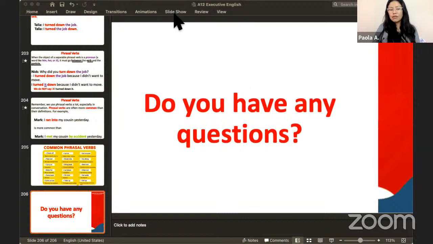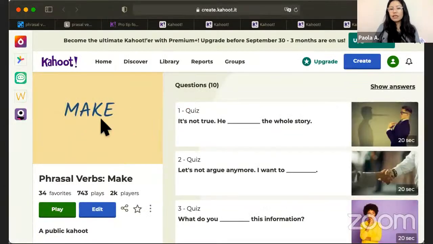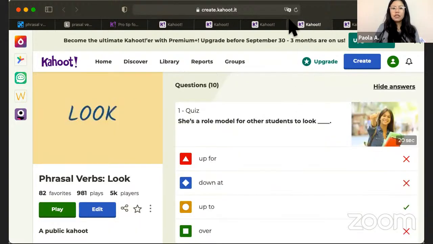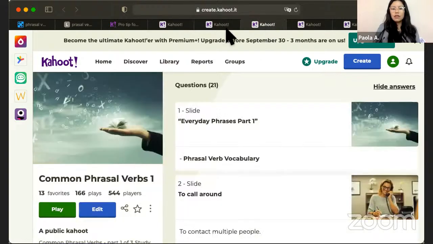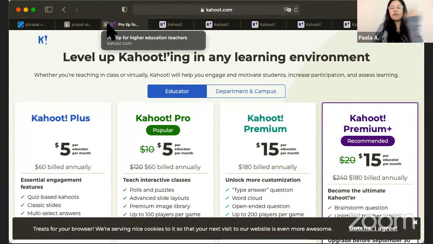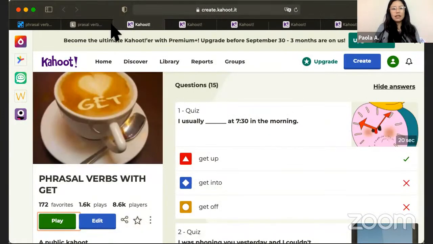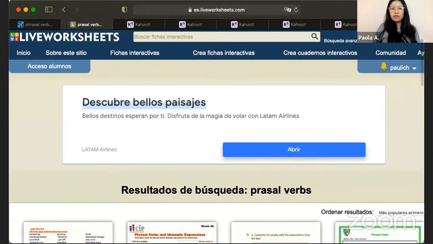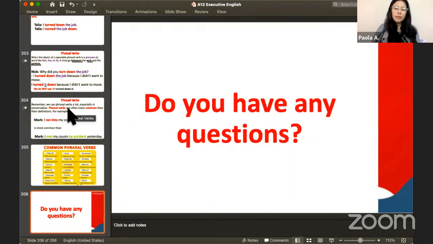So we didn't have enough time, but I would love to practice. Make is also a very common phrasal verb, or we can form phrasal verbs with make. Take, also very, very common. Look, also really common. Well, we can continue practicing, I guess, in the following classes, because there is a lot of content with this. But yes, I don't know if you have any other questions, Flor. We have 2 minutes left.